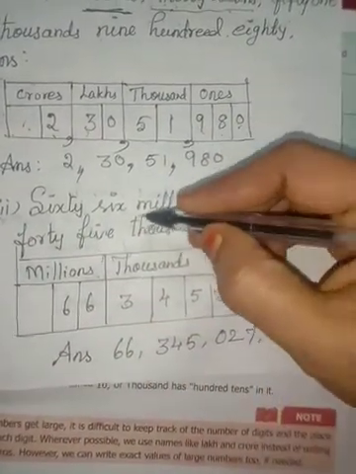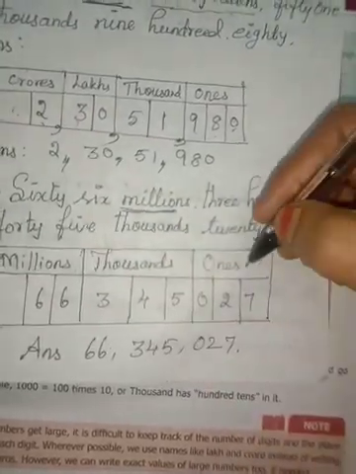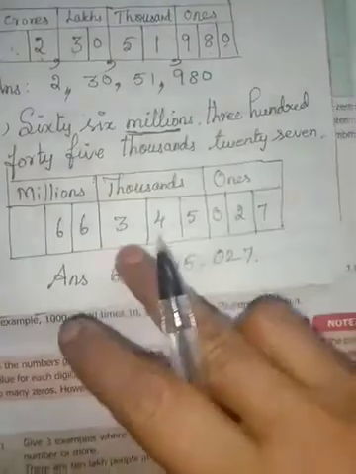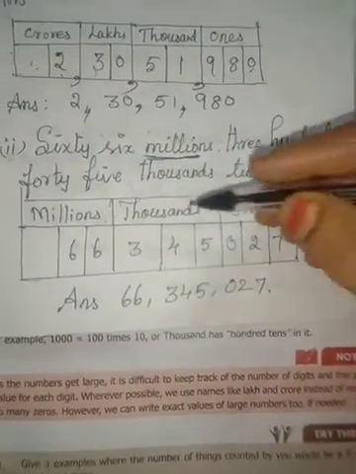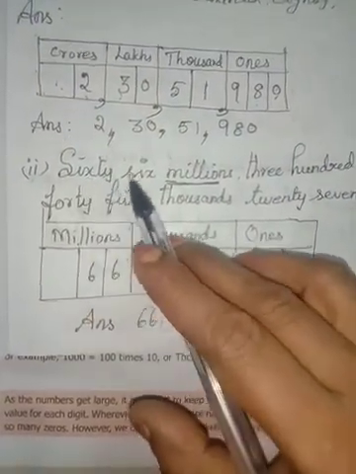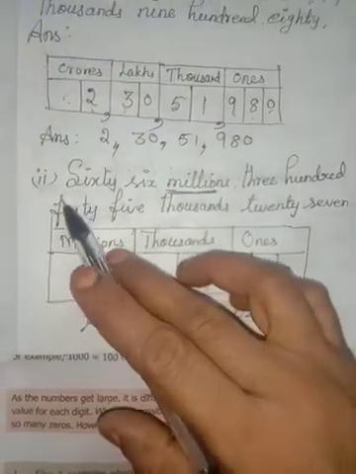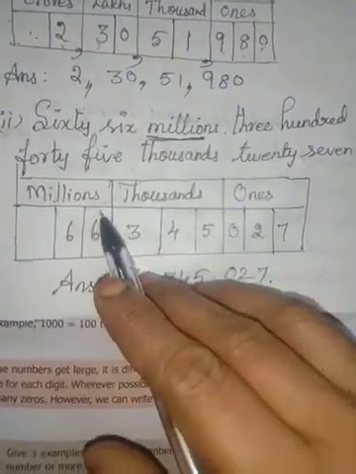So similarly we can read this question 66,345,027. From this we can say that it is the international system. So arrange the tabular column like international system. From this we get ones place, ones group, thousands group, millions group. Read the question 66 millions. 100 million is not here. So you should put the ones and tens.